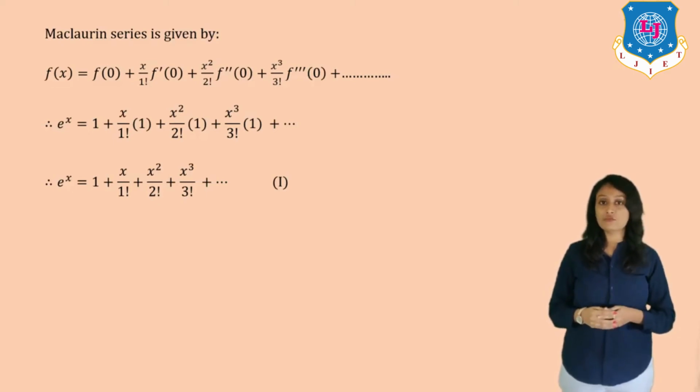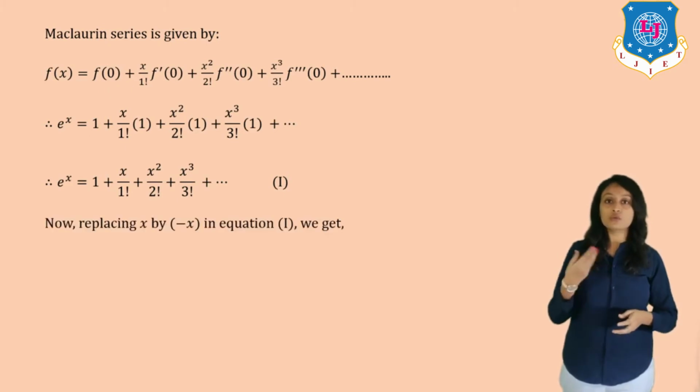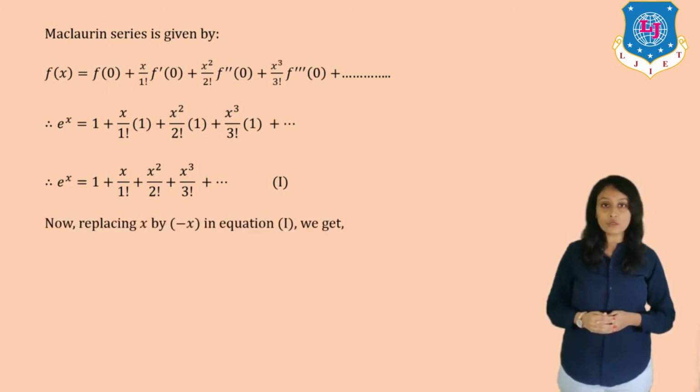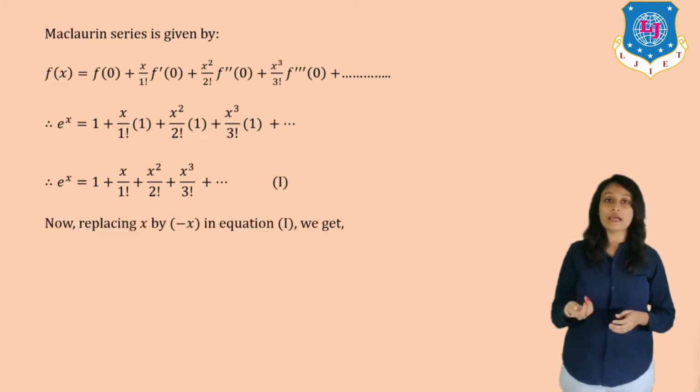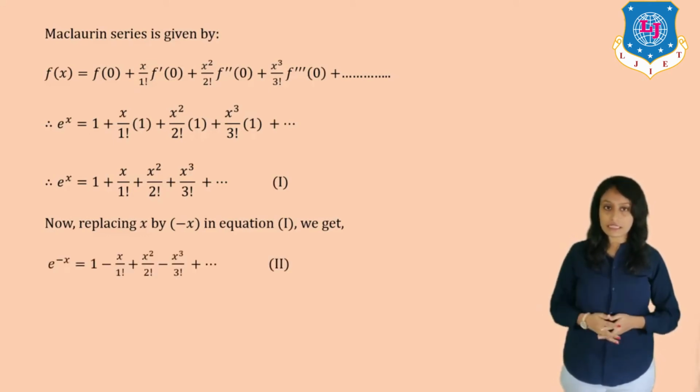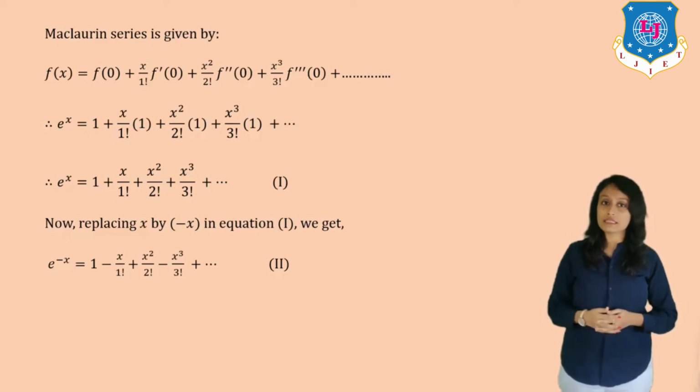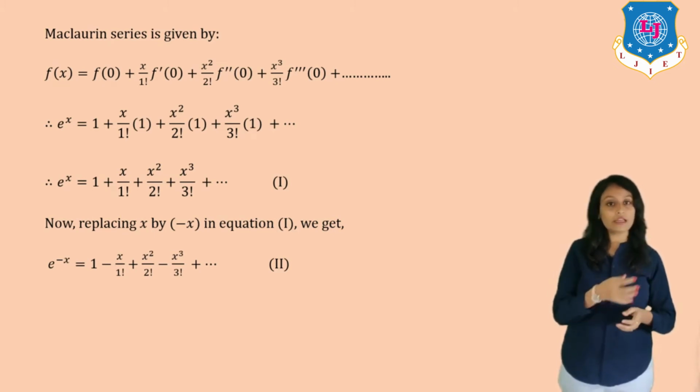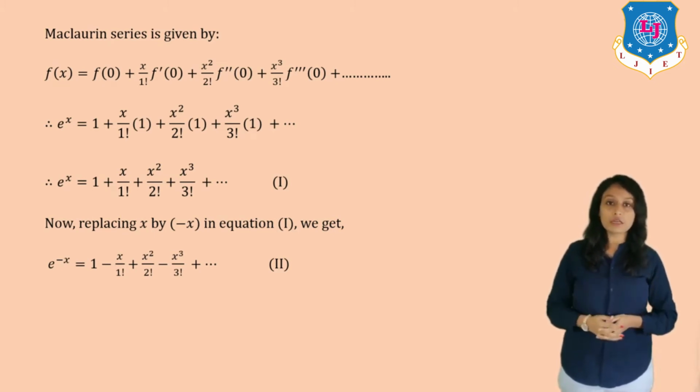Now our next task is to find e raised to minus x using e raised to x. So what we will do, we will replace x by minus x. On replacing, we will get e raised to minus x, that is 1 minus x plus x square. It is plus. Why? Because we have x square, so minus will become plus. And then minus x cube upon 3 factorial and so on.